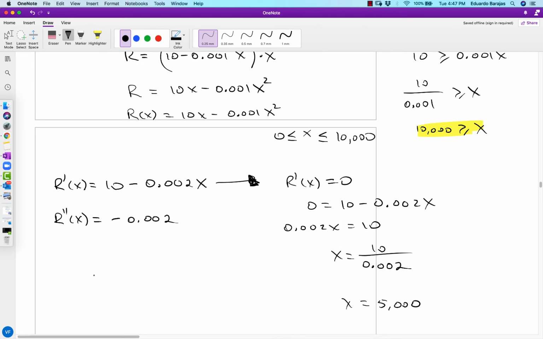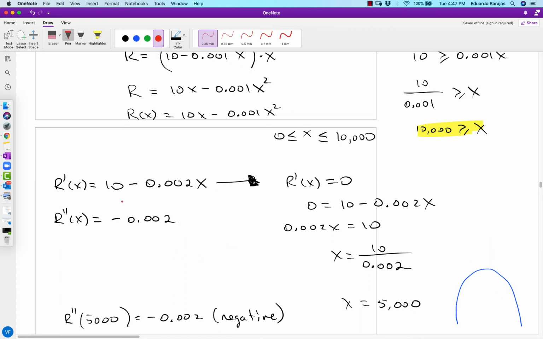And we can do that by thinking about the second derivative. The second derivative evaluated at 5,000, well, since it's a constant, it's just equal to negative 0.002. It's a constant, which is a negative. This lets me know that my original function is concave down, right? The second derivative is negative, means that the original function is concave down. So it's going to look like a sad face. If I look at the graph, it will be some sort of a sad face, some sort of concave down situation.